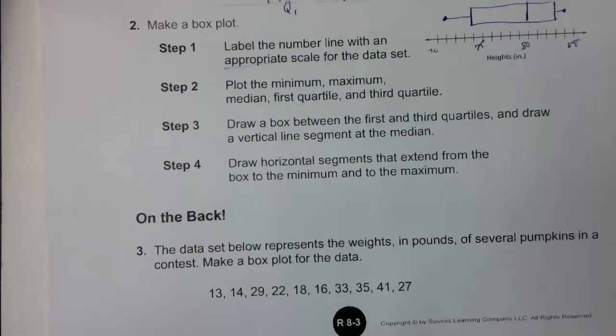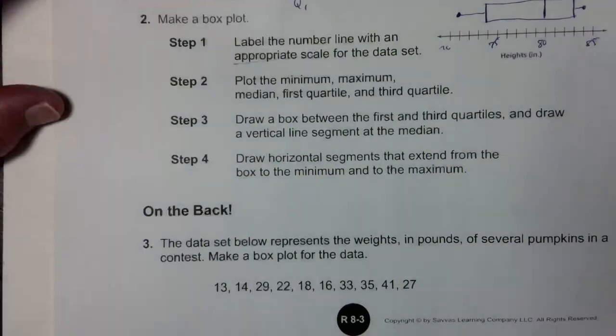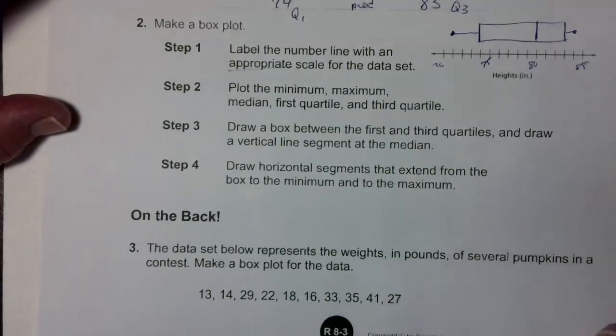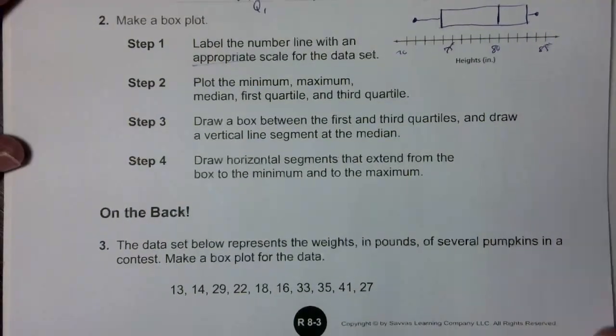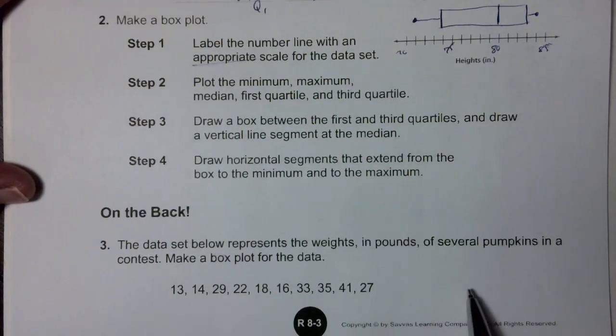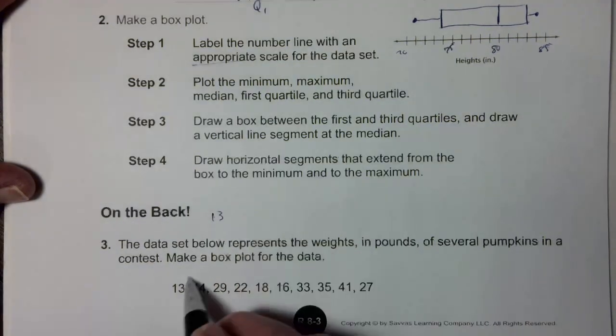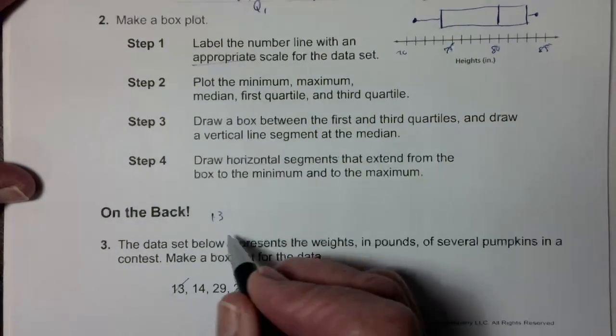Number 3. I'm going to come over here, or right up here above where it says to do it on the back, I'm going to list them in order. What's our smallest one? Looks like 13. And then 14.